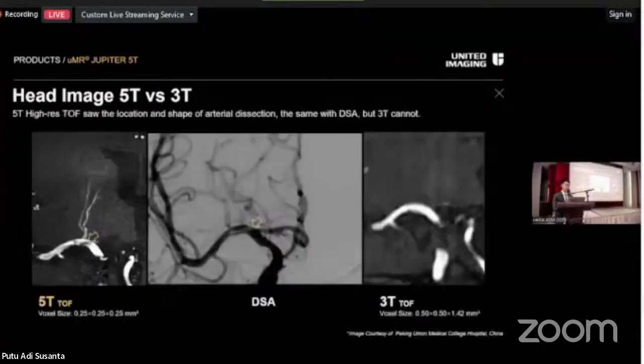So here is another example which shows what we can see with a 5 Tesla TOF image, which you cannot at 3T. At 5T, using this example, we're leveraging the gain in intrinsic SNR at this higher field strength to visualize the shape of the arterial dissection, which is confirmed by our DSA examination as well, but this cannot be seen at the 3T images.